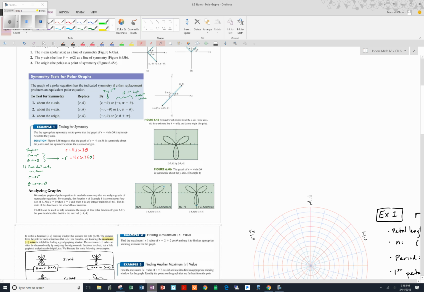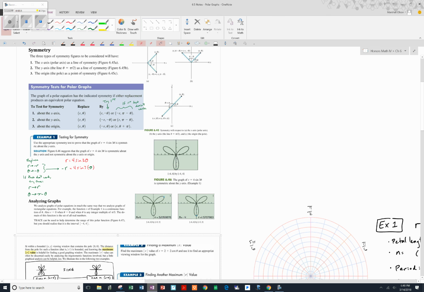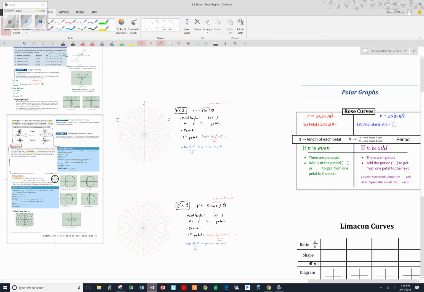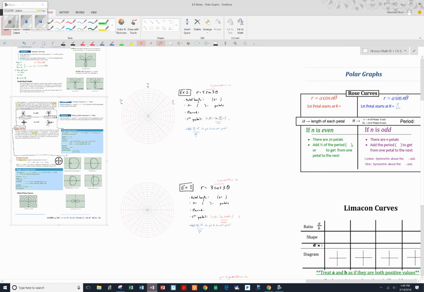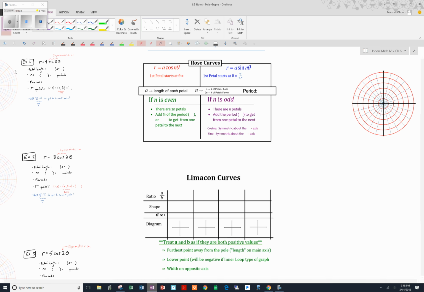You have a blank note sheet, 6.5 notes, that looks like this on the left-hand side there. Then you have a sheet with some blank polar graphs, and I've got that in the middle here. We're going to put some examples on there. And then you also have a yellow formula sheet, or if you weren't in class, maybe get one from online, that has these two tables on it.